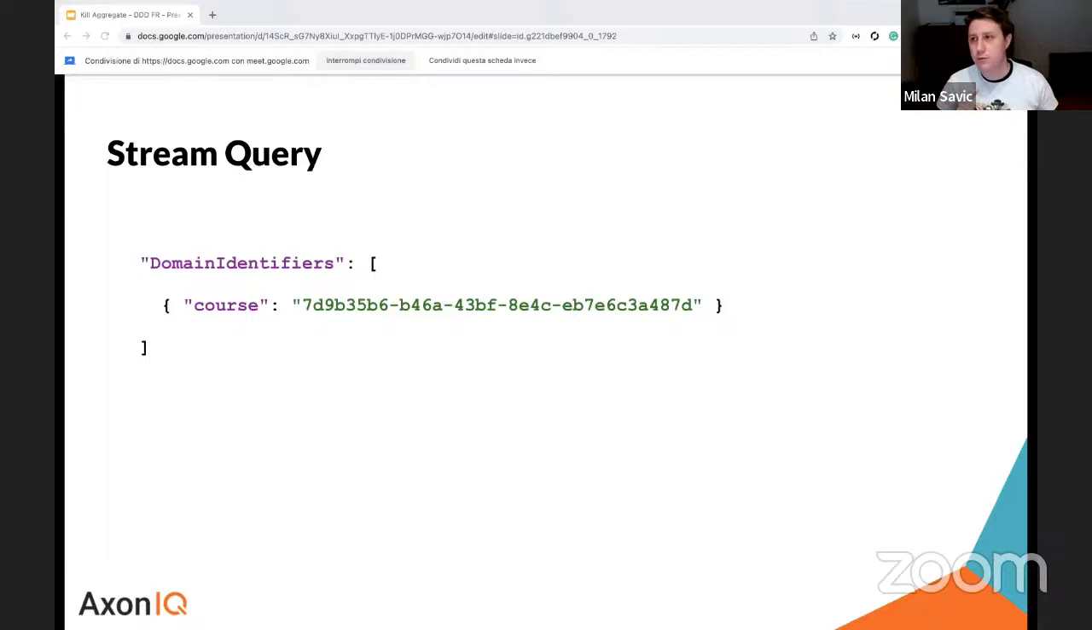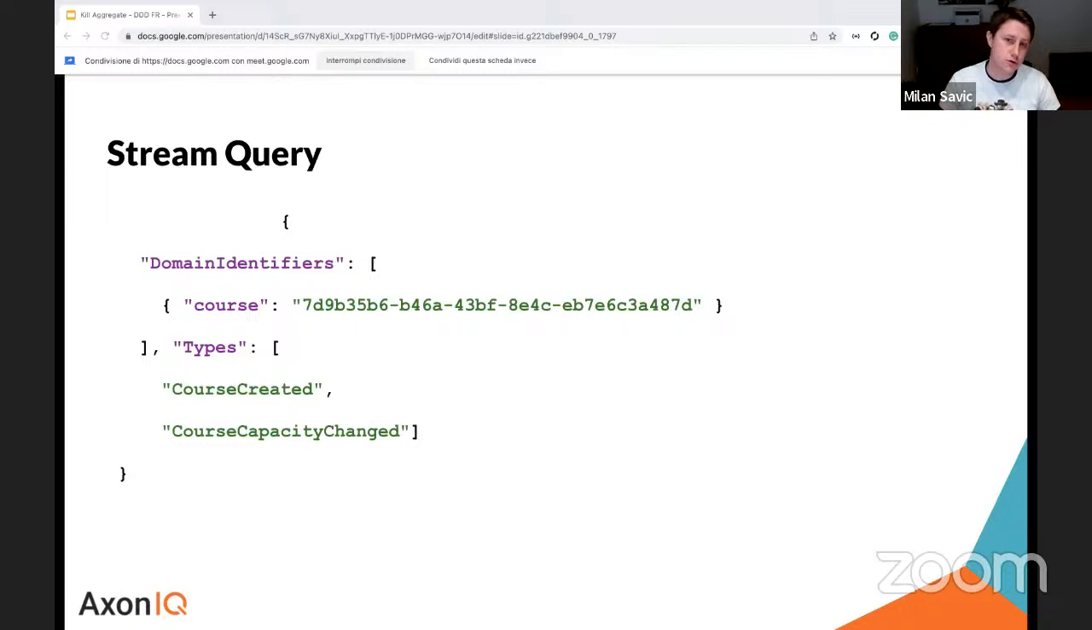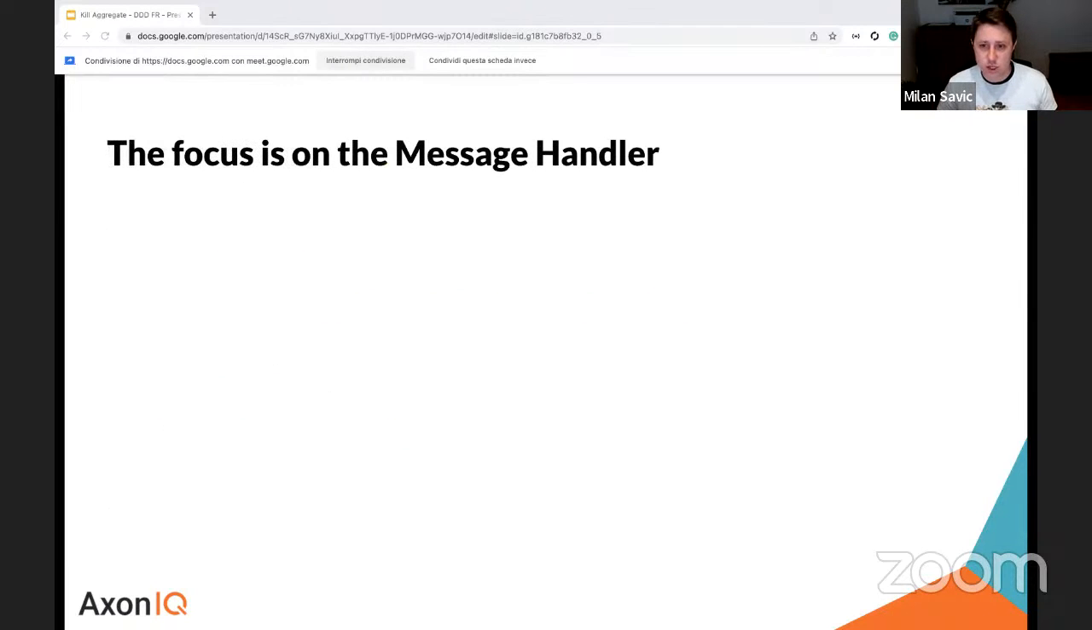But wait, we said that we want to select only the ones that we need, right? So we are going to scope even more the information that we need, and we are going to specify the event types. In this case, we only need course created and course capacity changed. And this is what we call a stream query. So the focus is on the message handler.